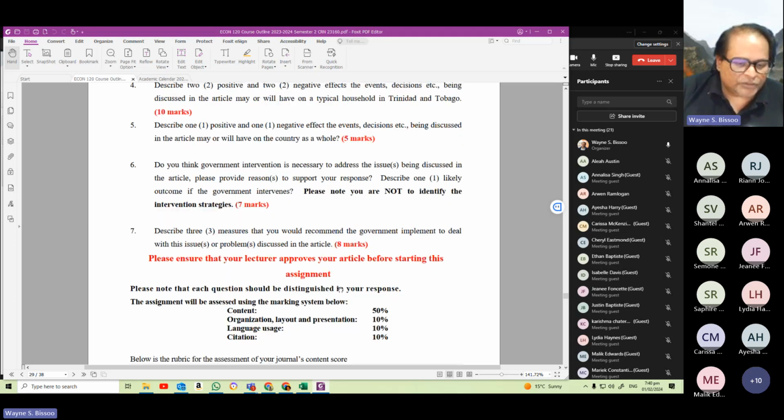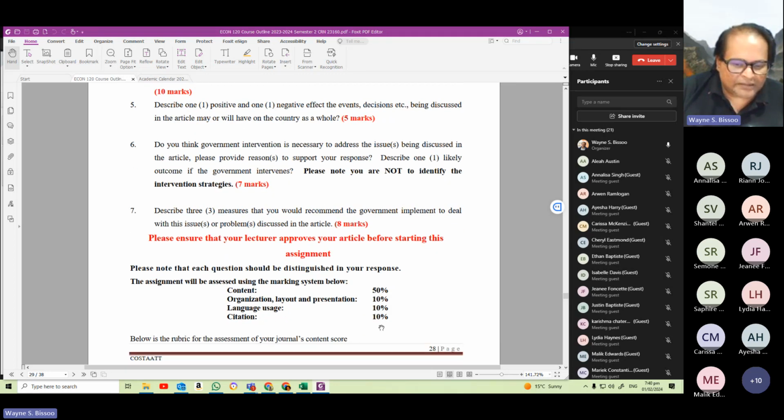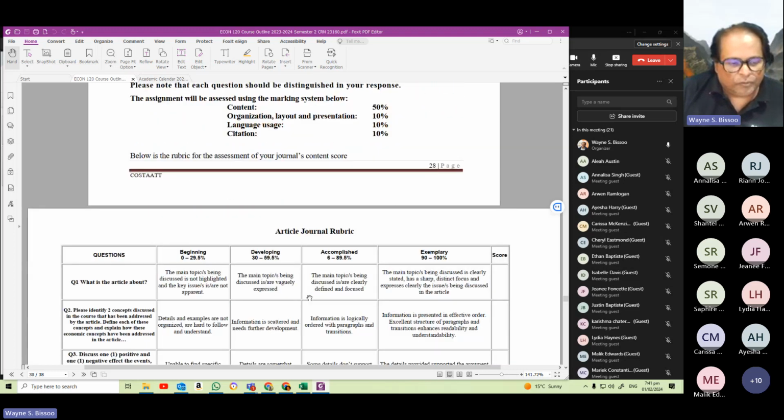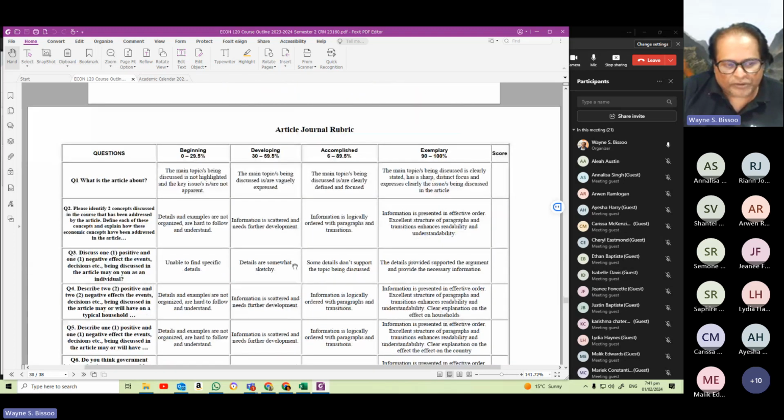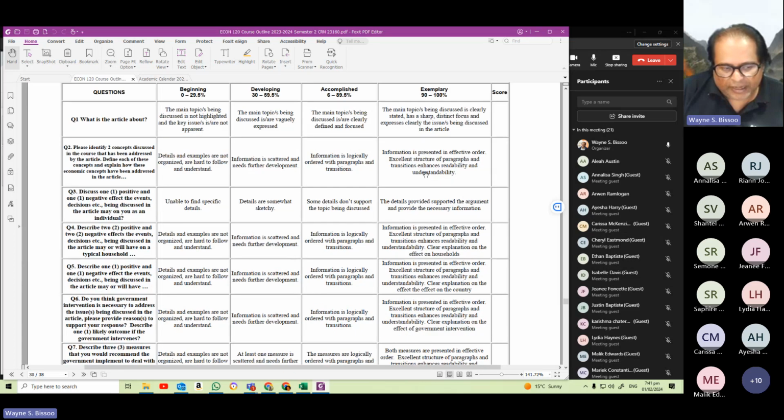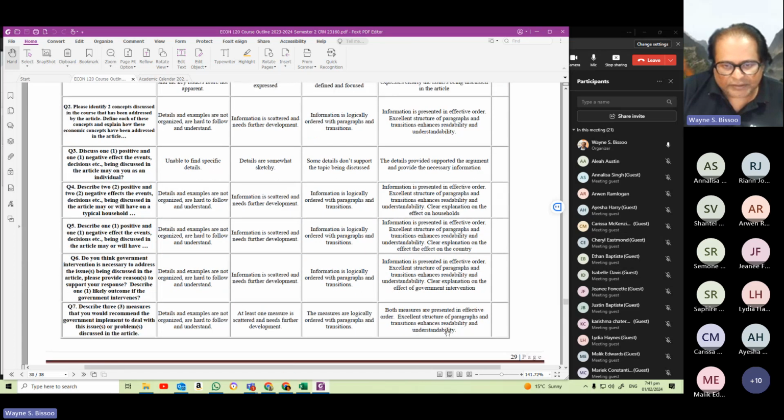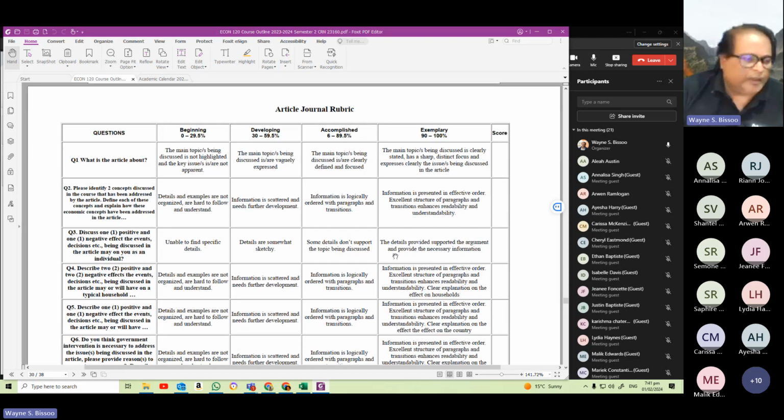Once you've finished with that, the assignments are assessed in the same way: content 50%, 10% for organizational layout, language usage, 10% citation. There's a rubric down here for how that works out. Again, you want to focus on being exemplary. So focus on this area here so that when you're answering these questions, you're falling into this category for your work.